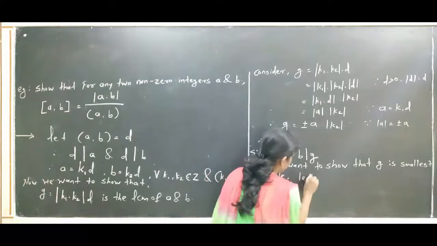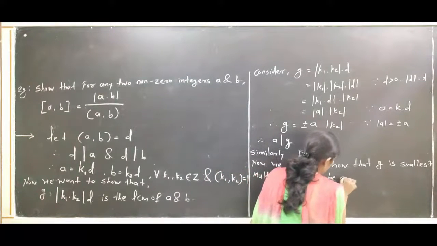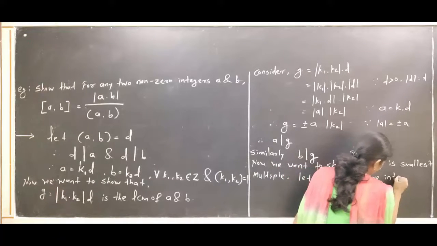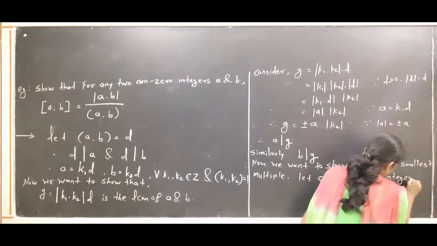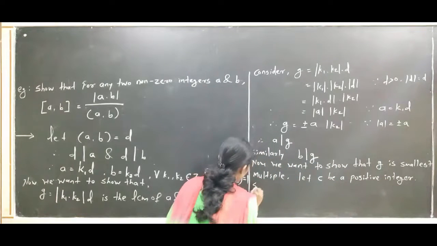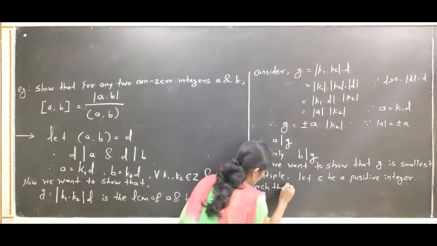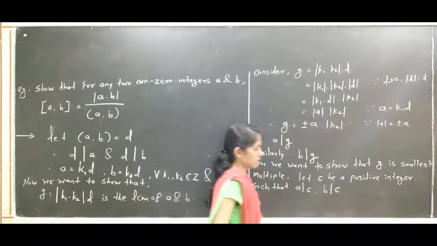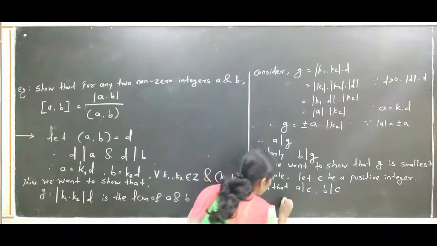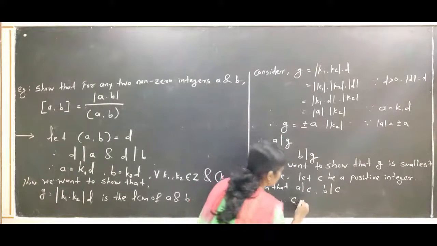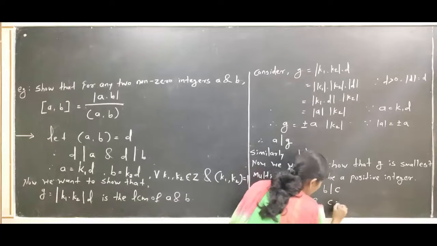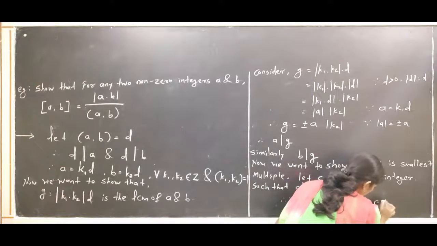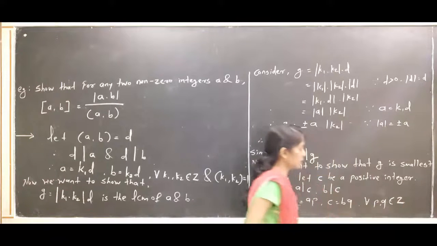For that, let C be a positive integer such that A divides C and B also divides C. So for that, C is equal to AP and C is equal to BQ, for some P and Q belonging to the set of integers.